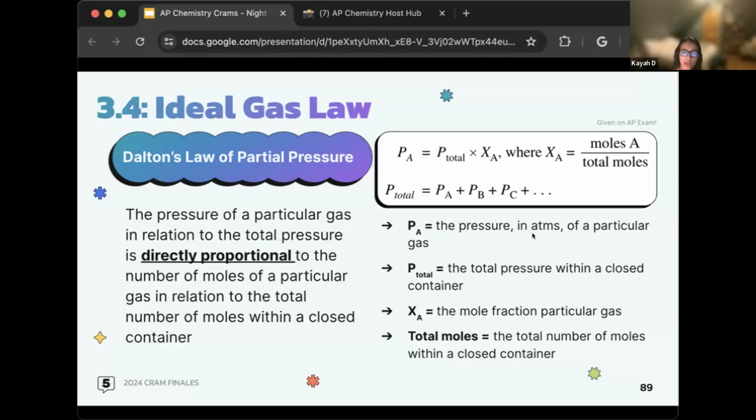So in this case, you have P of A, which is the pressure of a particular gas, is equal to the total pressure times the mole fraction of that particular gas. And you find the mole fraction of a particular gas by writing the moles of A over the total moles, right? And then to find the total pressure, in any case, you would add the sum of the different pressures present in a certain container system.